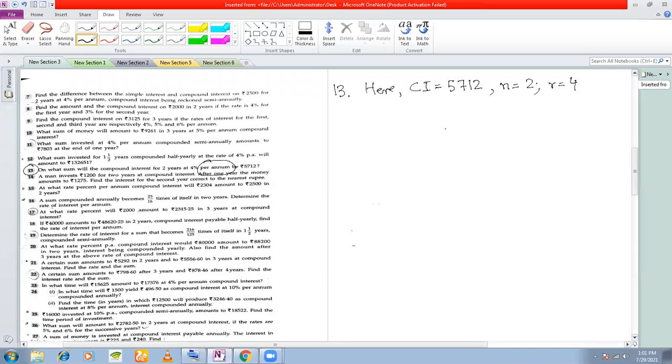So what do you have to find? On what sum? You have to find out the principal. Okay, so how do you find out the principal? Here, remember, principal is not given, compound interest is given. So we start with the compound interest formula. So we have CI is equal to A minus P, isn't it? Put the value of CI here to find out the amount. What is CI? 5,712 is equal to A minus P. Therefore, what is the amount here? Amount here is 5,712 plus P. All of you agree with this?